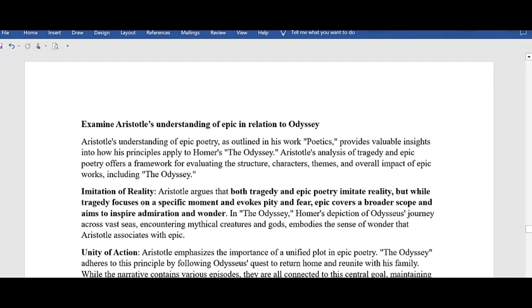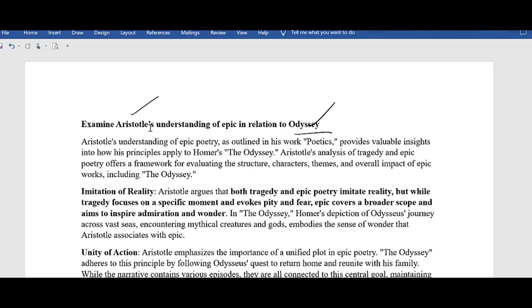Last two questions. The next question is, examine Aristotle's understanding of epic in relation to the Odyssey. Now this is something that I want to talk about. When you have the last questions, very often these questions are about your knowledge and understanding of the entire paper, not just that text. Ostensibly this question is asking you about Aristotle, but it's also talking about the Odyssey. So you need to know about the Odyssey as well as Aristotle in order to answer this question.